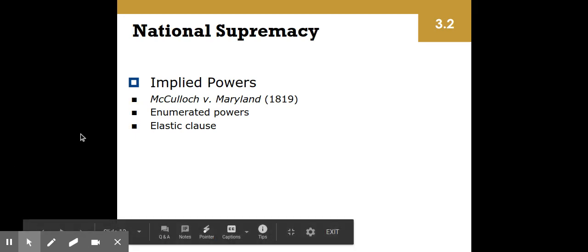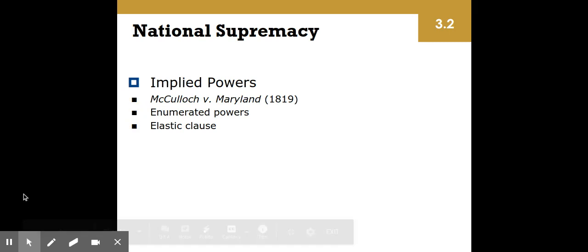And then there's also enumerated powers. These powers are specifically listed in the Constitution that give certain powers to the federal government in particular. And then there's the elastic clauses. These are clauses like to protect the general welfare. Well, that's pretty broad. That could cover pretty much anything. And so some people advocate that that gives the right for the national government to step into situations like civil rights and take charge.